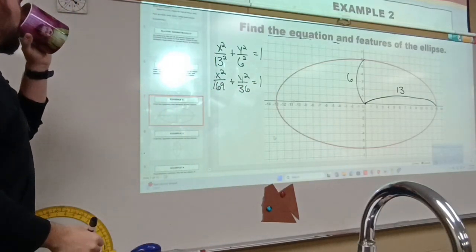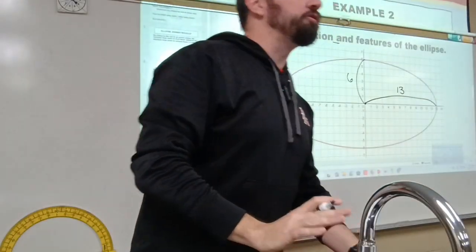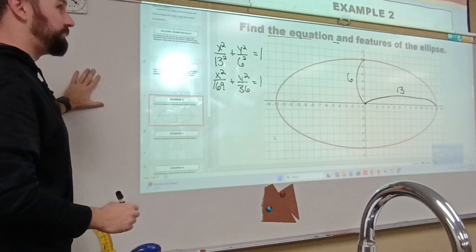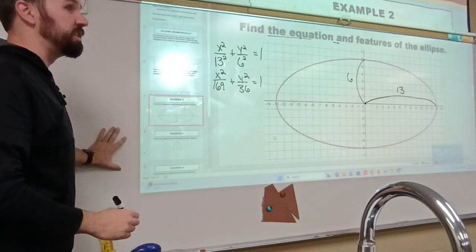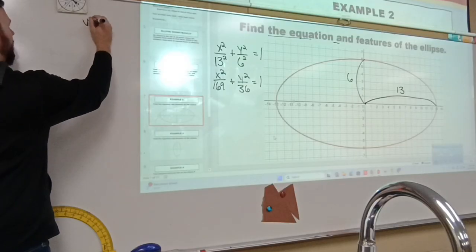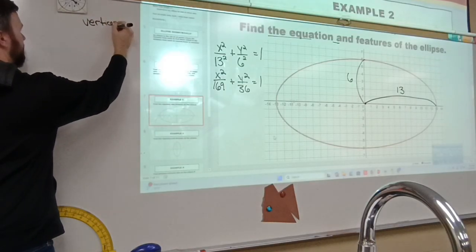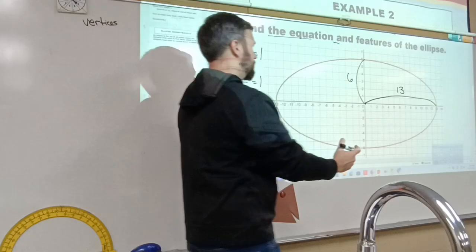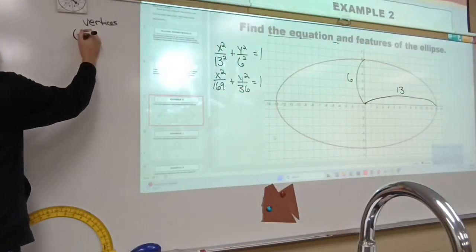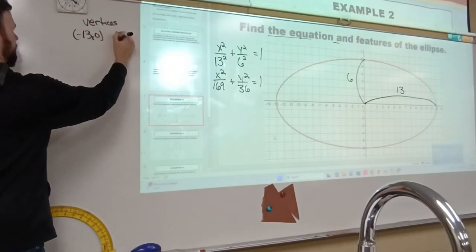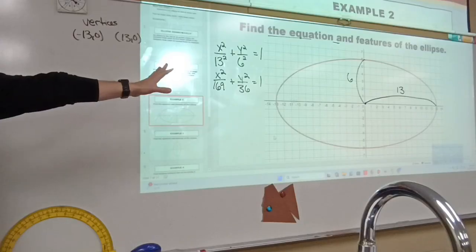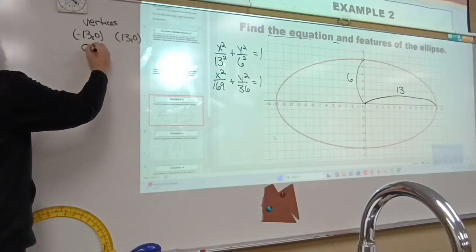Now, for fun, I'm going to go through and list all the stuff I just did, just so we can see what it's like from the graph again, to see another example. What are my vertices on this one? Vertices are your long ones. So it'd be 13, 0, and negative 13, 0, right? Yeah or no? Can I get that straight from the graph? Yeah.